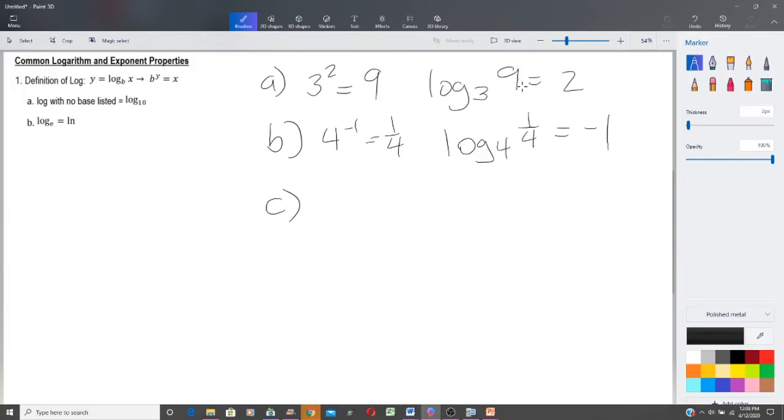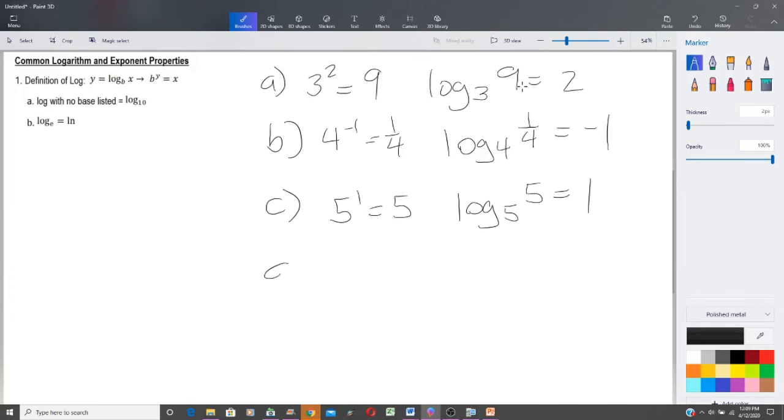Moving on to part C, we have 5 to the 1 is equal to 5. Now, of course, all these are true statements, right? 3 squared is 9. 4 to the negative 1 power is 1/4, and 5 to the 1 power is 5. So all these are true statements, as they should be. All right, so our base is 5, our x is 5, and our y value happens to be 1. So what we're going to see is that the log base 5 of 5 equals 1. And this is really a true statement for any log, that if the base number and the x number are the same, the answer is always going to be 1.